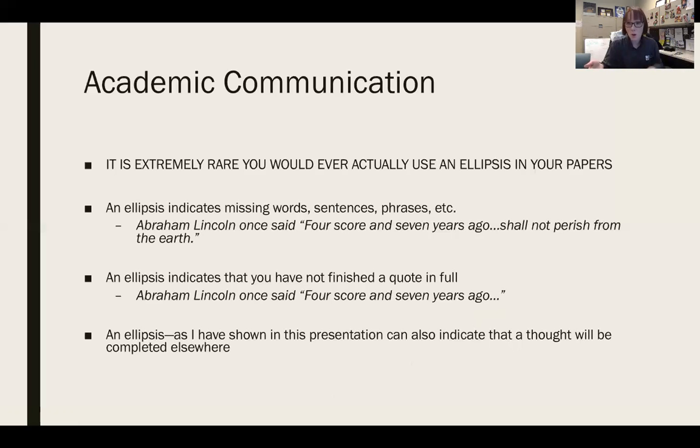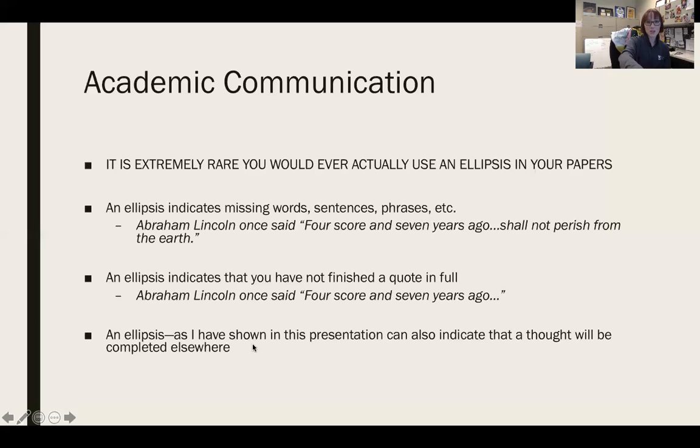So if ever you're quoting from a source, and I use source very broadly here, and you don't provide the full sentence that they gave, then you need to put an ellipsis to indicate this sentence continued, but I am not choosing to include all of that. So for example, Abraham Lincoln says, "7 years ago, our fathers brought forth on this continent a new nation conceived in liberty and dedicated to the proposition that all men are created equal." That is the full sentence.